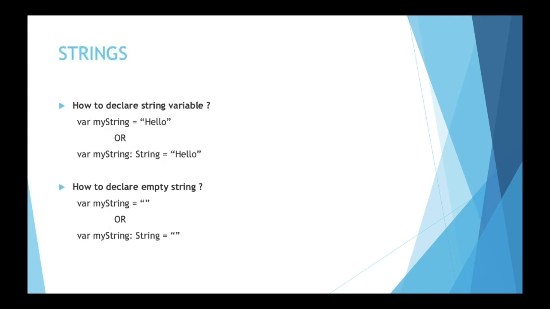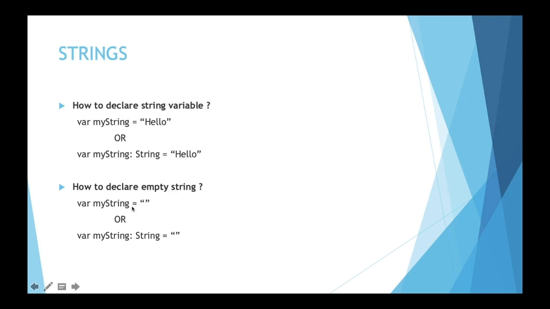Moving to the next level, our topic now is strings. Strings, as you all know, are a collection of characters. Here I am discussing how we declare a string variable in Swift. The var keyword, and then my string variable name equals "hello", some value in it. Another way to declare is giving type annotation in it. That's it. And how do we declare an empty string?